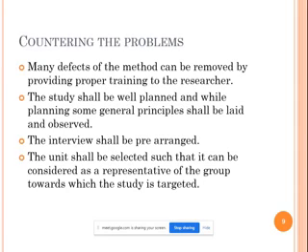The unit shall be selected such that it can be considered as a representative of the group towards which the study is targeted. So a representative of the group is there, and the study should be targeted. That means it may be a representative of a group. Suppose I want to perform that.